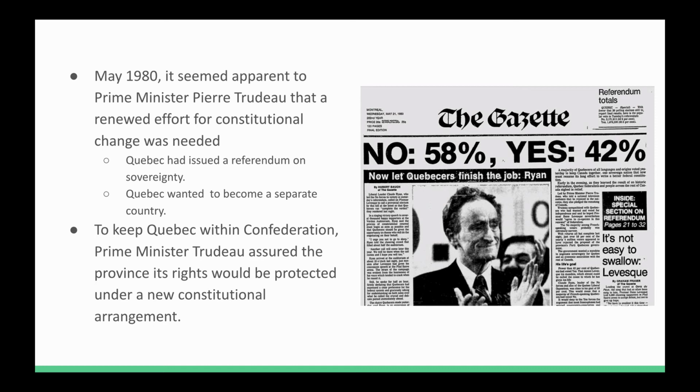So to try to keep Quebec within Confederation, Prime Minister Trudeau assures Quebec that its rights are going to be protected as soon as we get a new constitutional agreement. Long story short, Quebec goes to this referendum, and 58% of the people say no, they don't want to separate, and 42% say yes. The Premier of the time says, okay, we are going to keep this fight alive, and they do this in the 1990s, where the vote is much closer, 51 to 49, and we know that Quebec is still part of our country today. So this happened here in May of 1980.